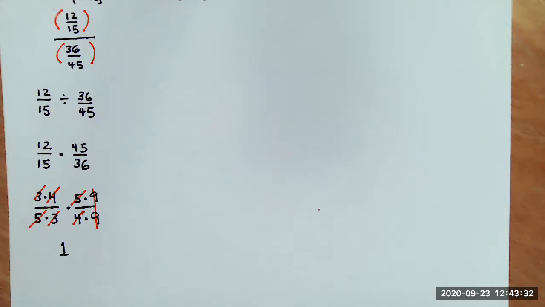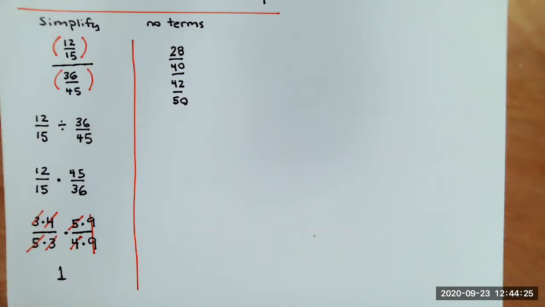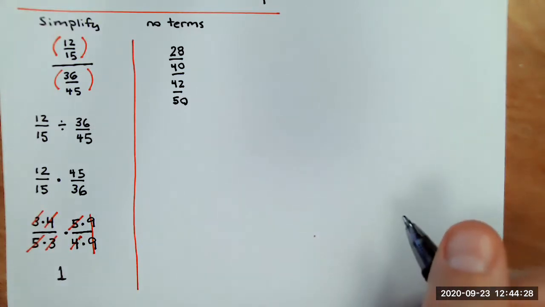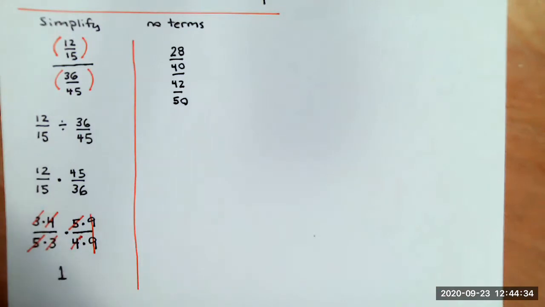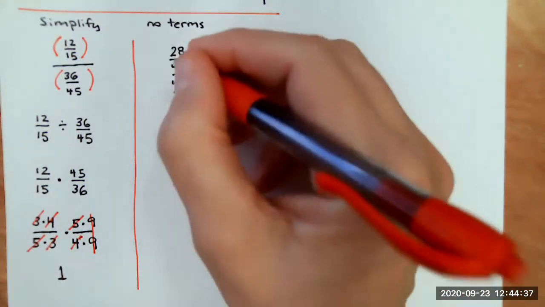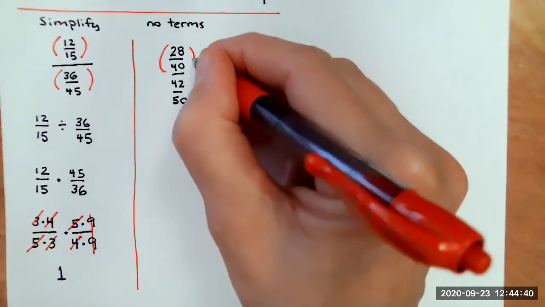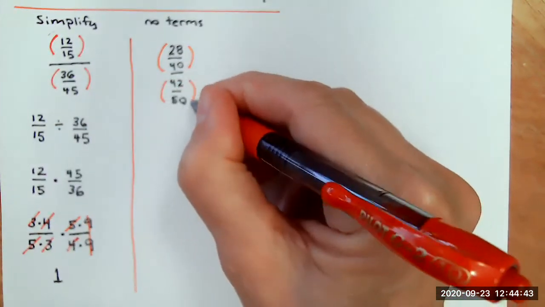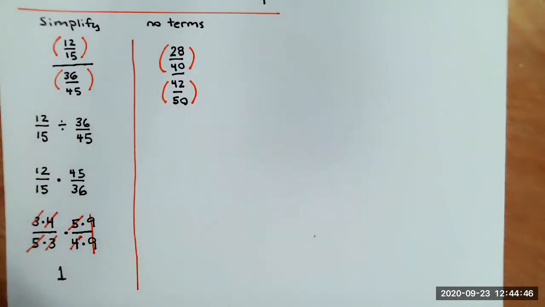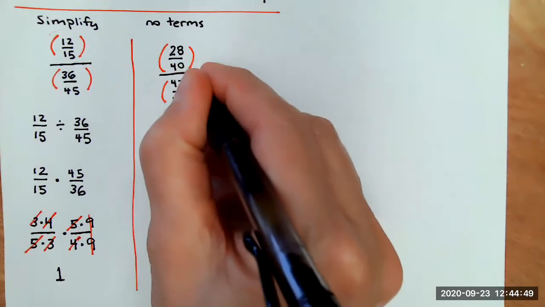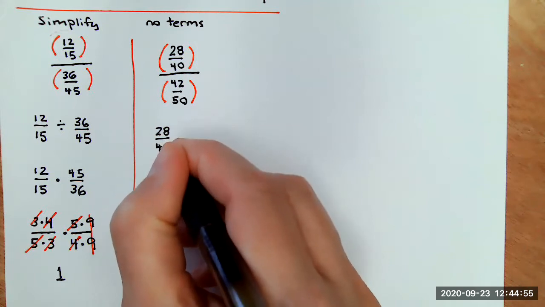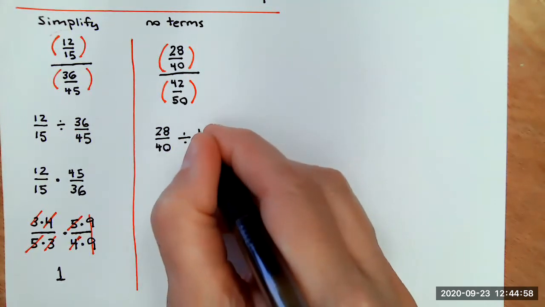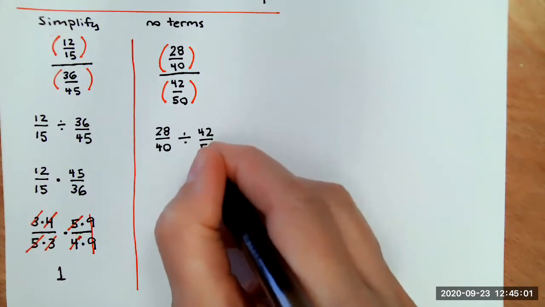Let's do another example. All right, let's do another example. So let's simplify this fraction. And you'll notice that it's a compound fraction because it has a fraction in the numerator and the denominator. We can just rewrite this as a division. So this is 28/40 divided by 42/50.